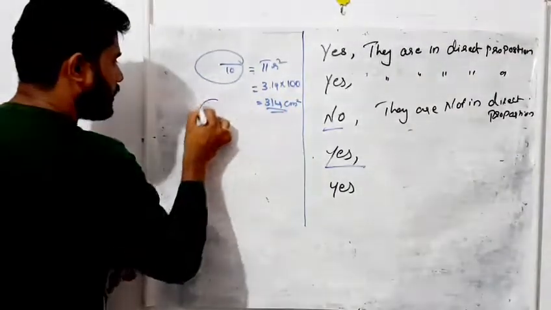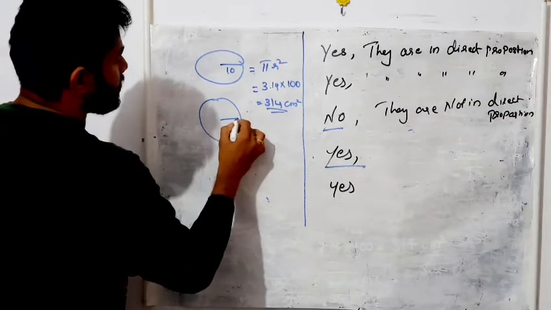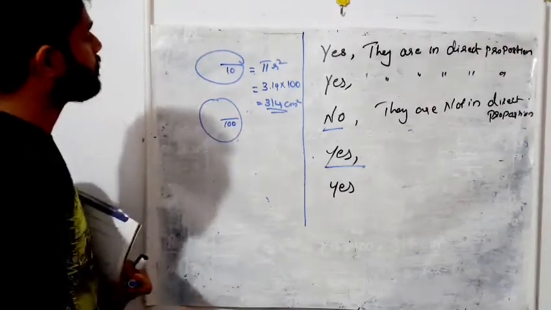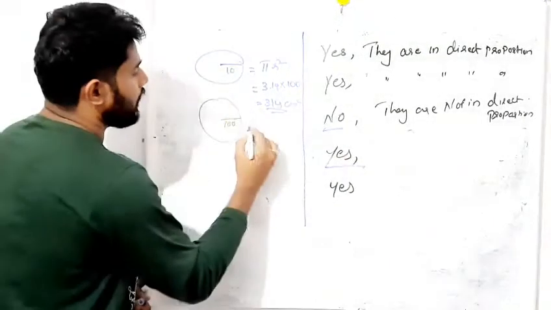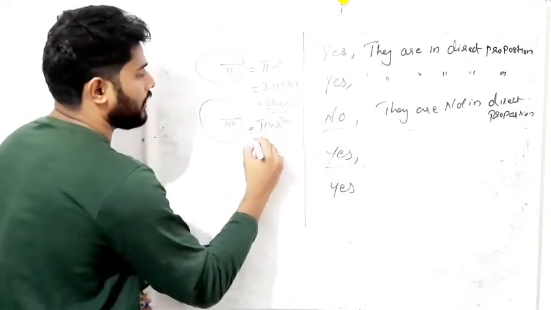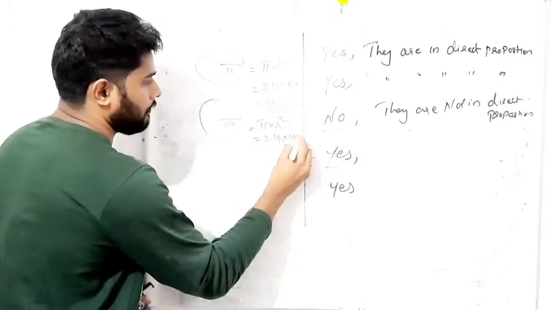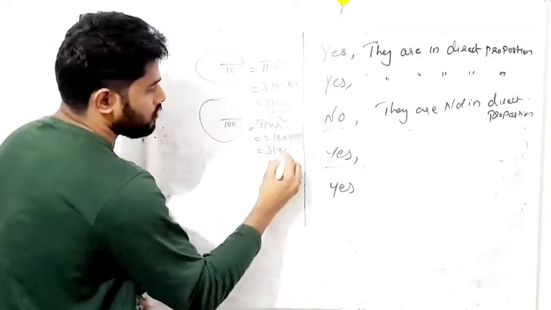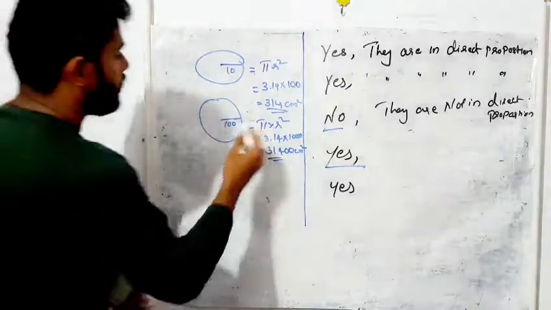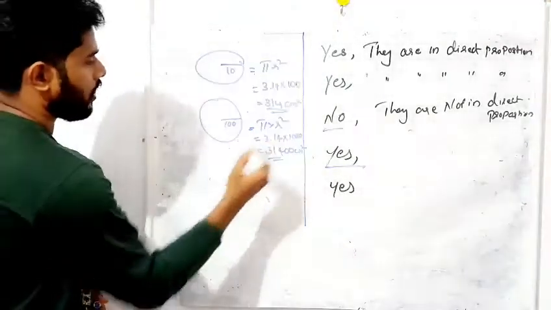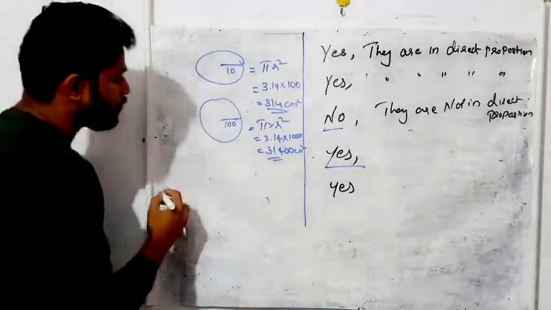So another circle is there. This radius is 100. At the same time, how can we find the area? Pi into r square. That means pi 3.14 into 100 square, 10,000. The answer will be 31400 centimeter square. Clear? So what can we understand from here?